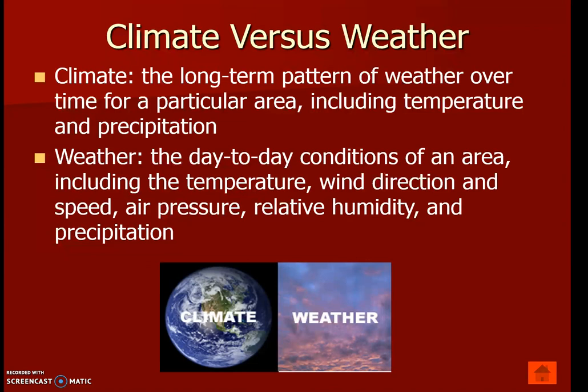Weather, on the other hand, is the day-to-day conditions of an area. So if you look outside, that's what the weather is. The current temperature, air direction and speed, air pressure, relative humidity, and precipitation. Weather over a long period of time is what creates an area's climate.